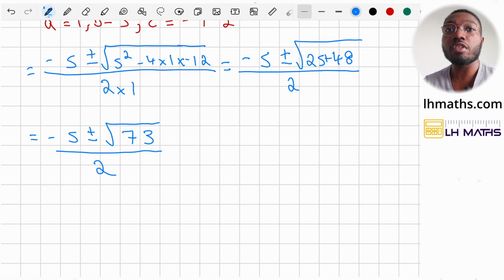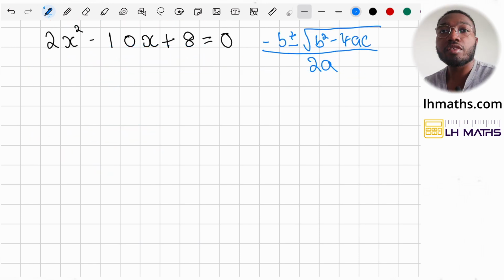It depends what they want in the question. Maybe they want you to give the answer to a certain amount of significant figures. So by all means, you can just put this into your calculator and it will work it out for you. Okay, so now we'll look at our last question of today.